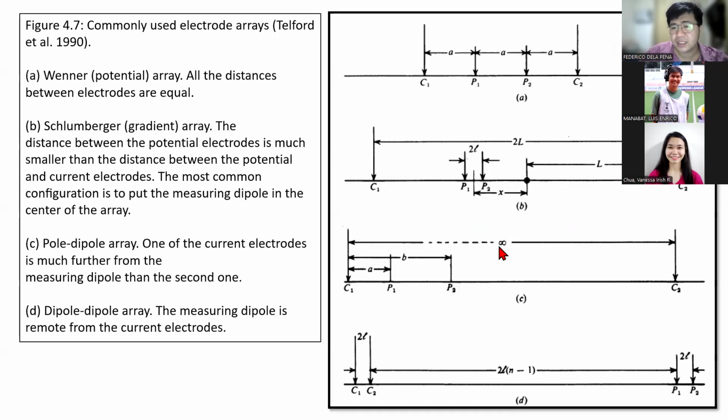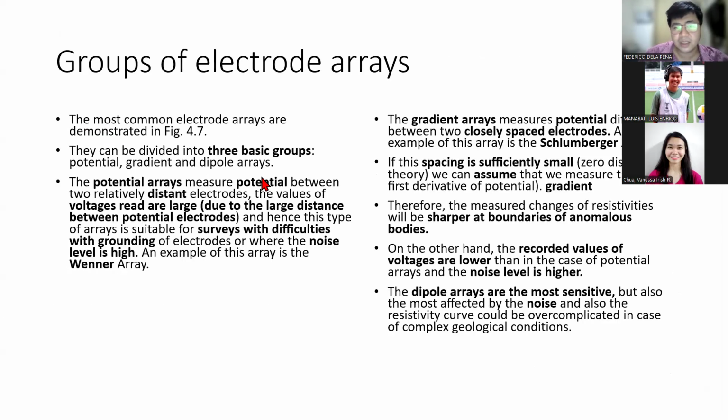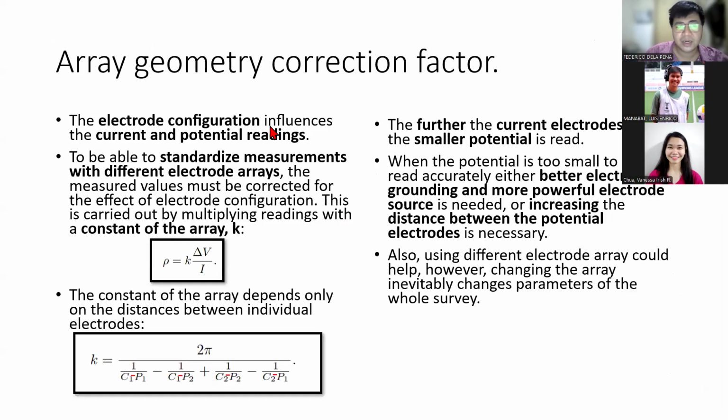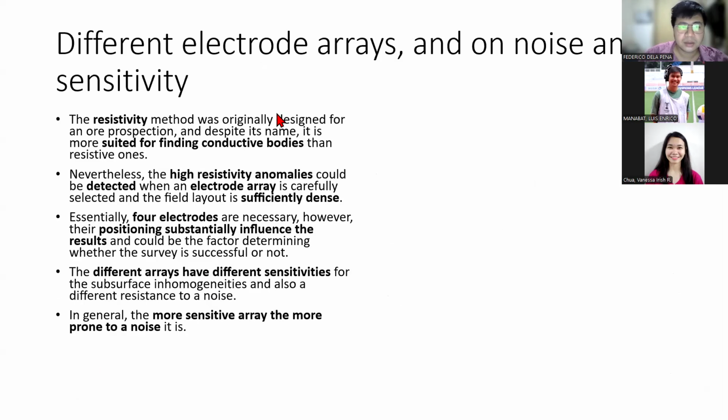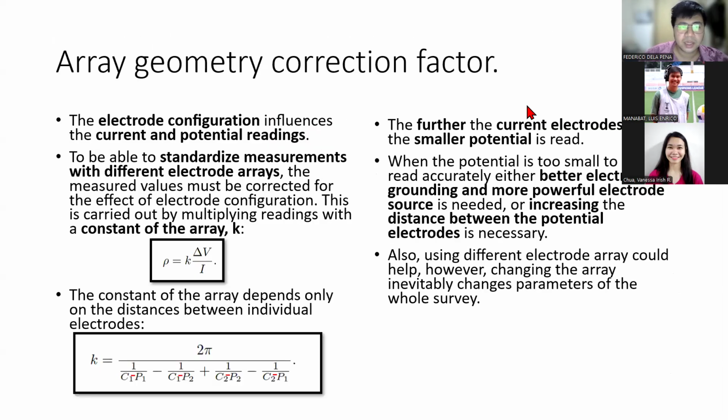Yeah, and these are the most common arrays. Your Wenner, German, W becomes V. Yeah, Wenner array, Schlumberger. This one is French, so the G becomes J. Pole-dipole, and then dipole-dipole. Right? So these are the most common arrays. I'm going to go back to that later.